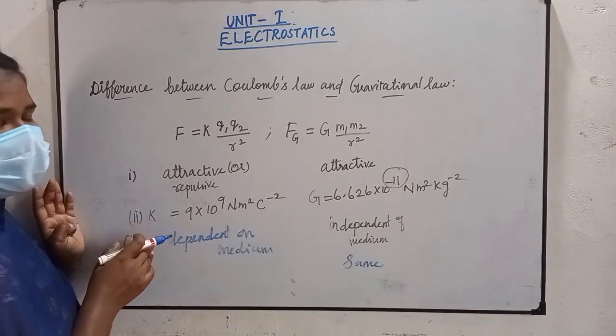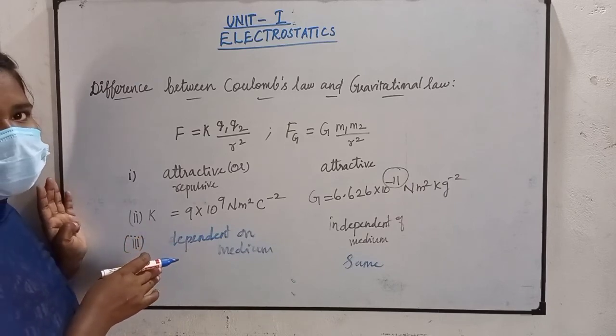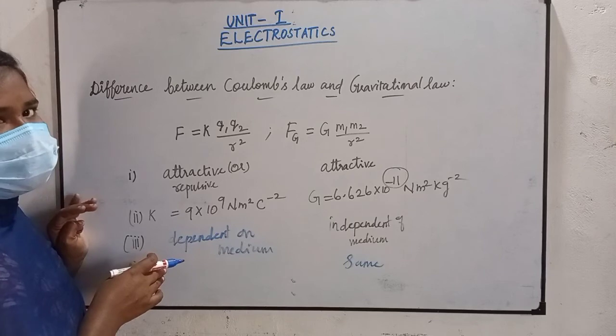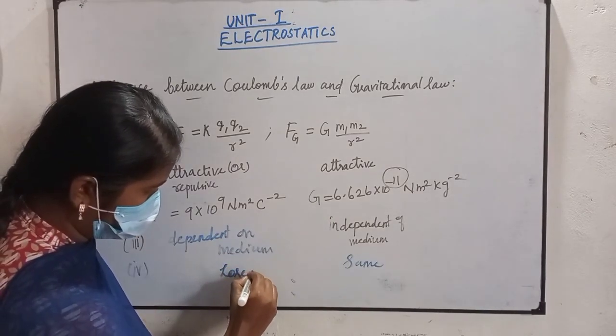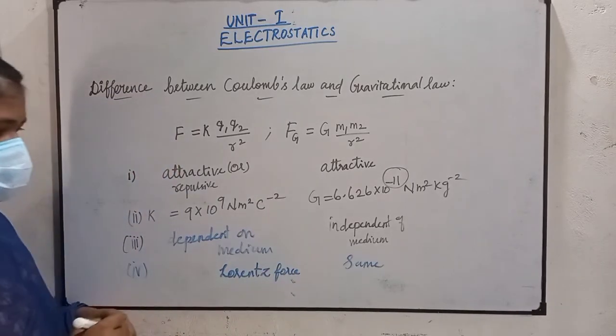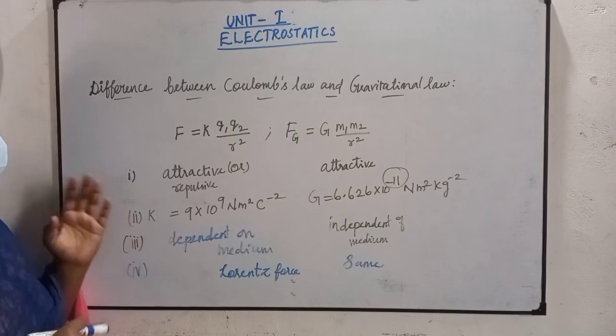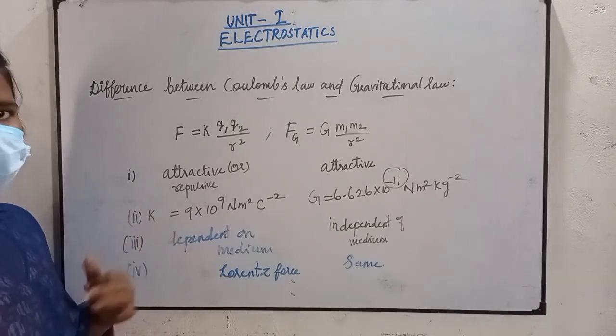If the charges are moving, another force comes into play between these two charges. That force is called the Lorentz force. So these are the four differences between Coulomb's law and the gravitational law.